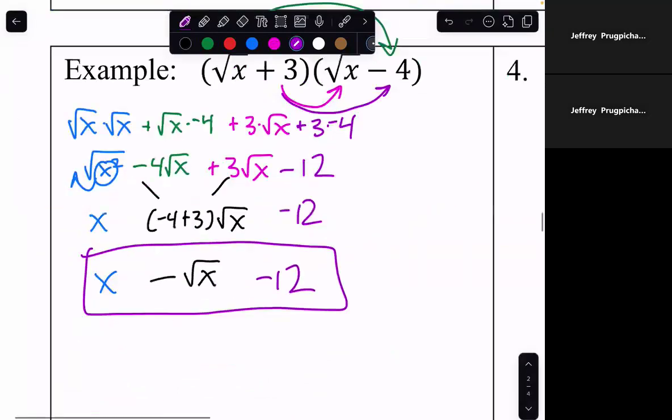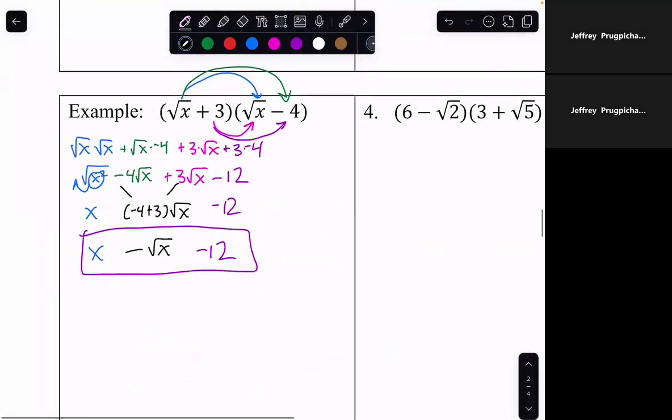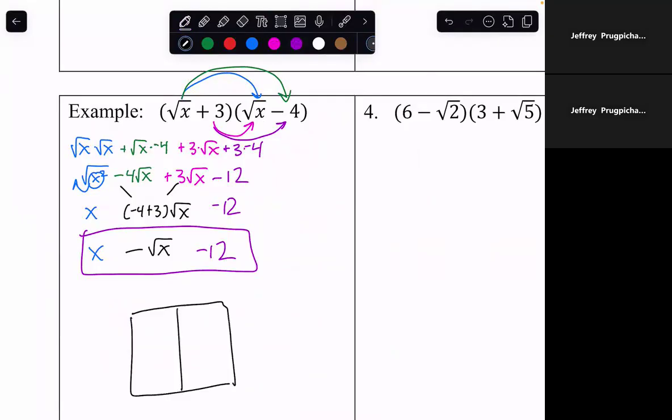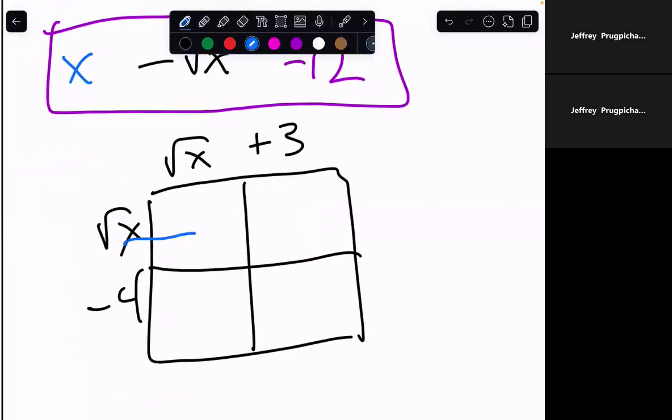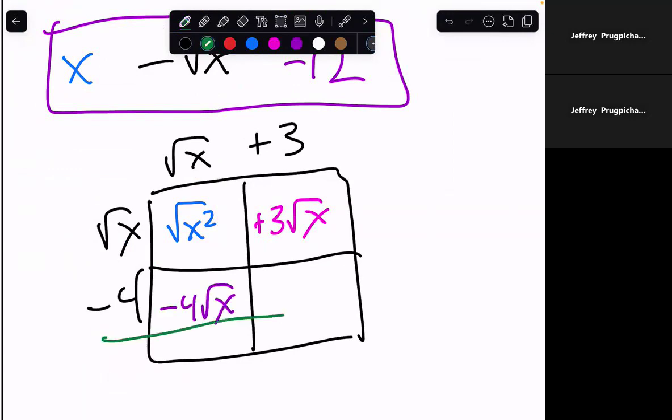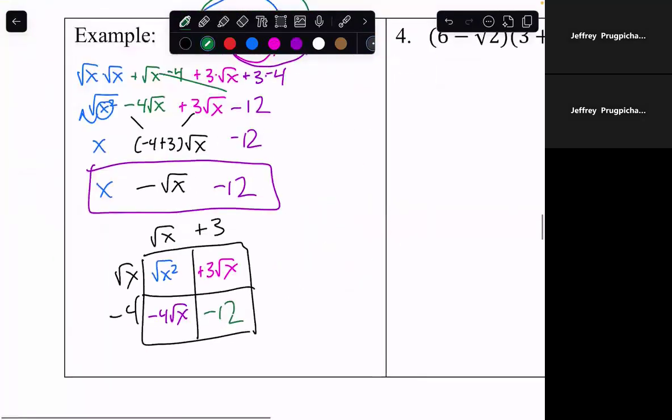Okay, so just a reminder, we also could organize our work like this. Some of you may prefer to use the area model, right? It's a binomial times a binomial, so we do 2 terms in each direction. So you have radical x plus 3, radical x minus 4. Okay, so I would go radical x times radical x is radical x squared. Radical x times +3 is plus 3 radical x. -4 times radical x is -4 radical x, and minus 4 times positive 3 is minus 12. Okay, and then from there, it's the same work as here.